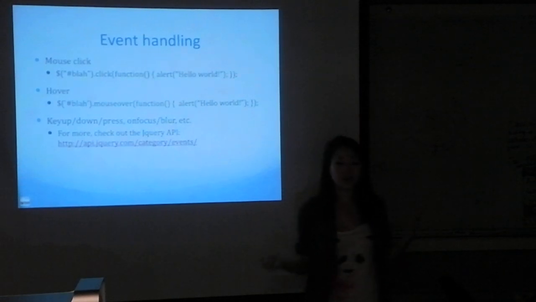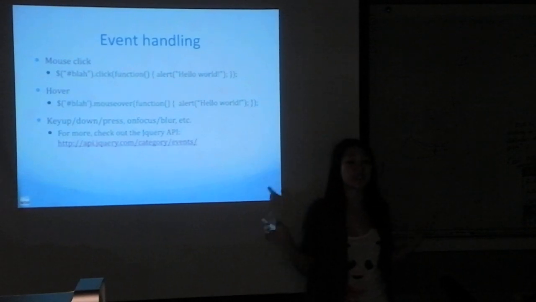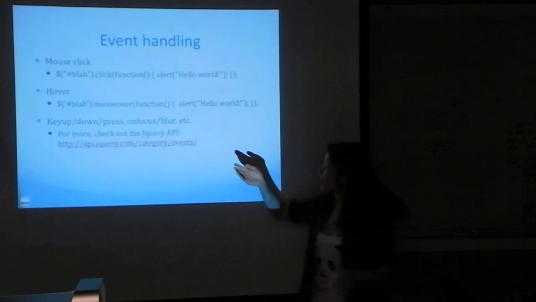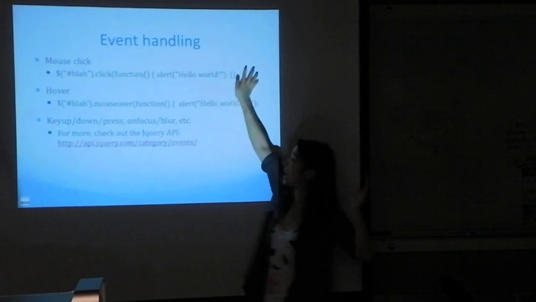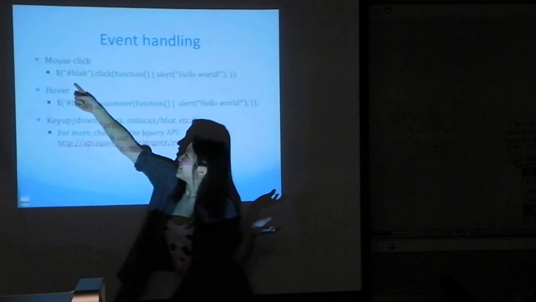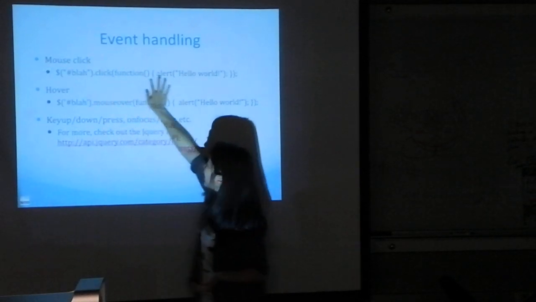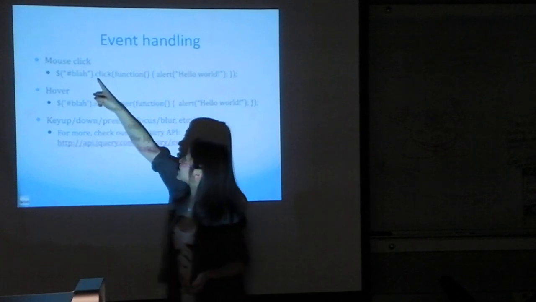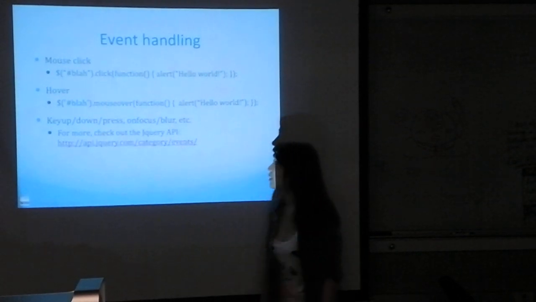So as you might have noticed already from the lab, there are certain things you can have the browser kind of listen for. This is called event handling. For example, if you wanted an alert to happen when you clicked this element with the ID blah, you could attach a click handler to it by saying .click and then passing it an anonymous function. And similarly for mouseovers.